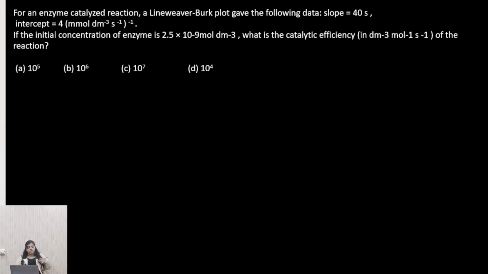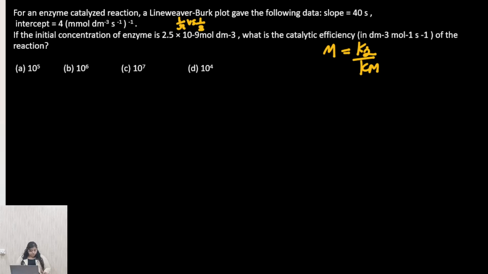Moving on to the next one, we have this question. It says, for an enzyme catalyzed reaction, a Lineweaver-Burk plot follows the data that the slope value is 40 seconds and the intercept value is this much. If the initial concentration of enzyme is this much, what is the catalytic efficiency of it? That means we have to find the eta value. Catalytic efficiency is eta, which is the ratio of the rate constant K2 upon the Km of it, right? And the Lineweaver-Burk plot is a plot of 1 by R versus 1 by S. So now we are using the K2 and Km terms.